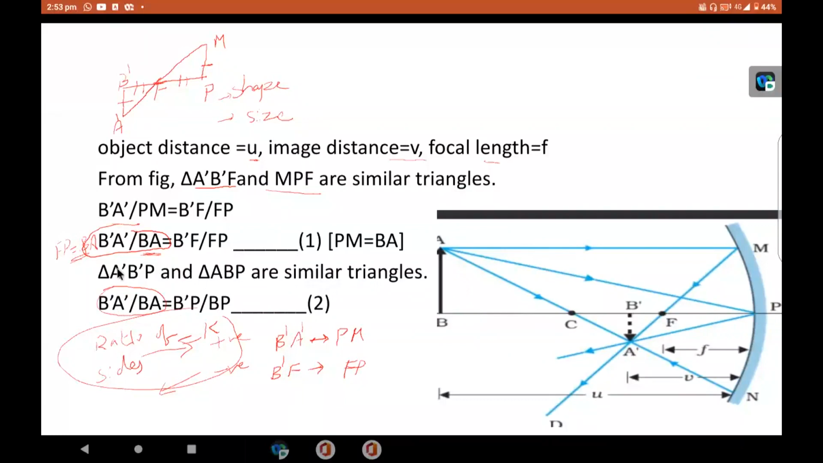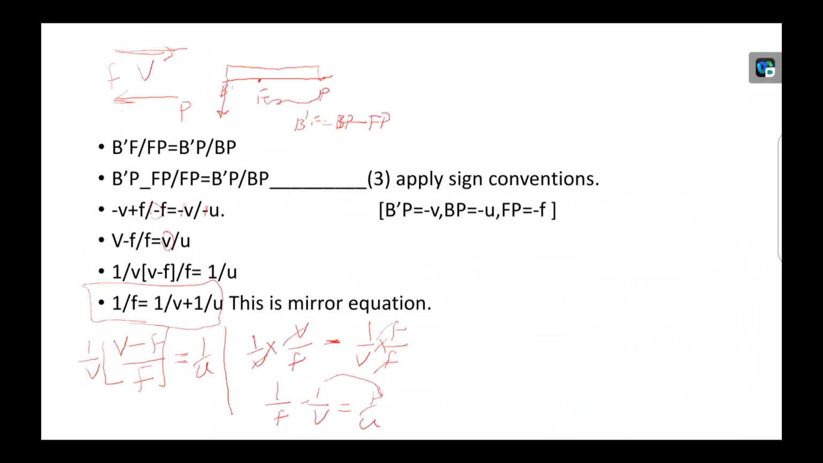If you observe, the LHS is equal. LHS is equal means RHS is also equal. That's why we have taken the RHS part. Now, in the RHS part, we have got B dash F by FP is equal to B dash P by BP. Now, observe here, B dash F can be written as the total distance from B dash to P minus FP.